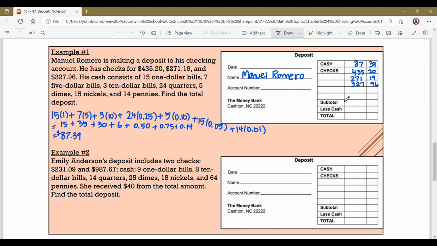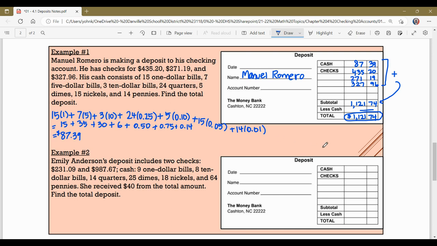So I'm going to find the subtotal by adding these guys together. I guess I don't need the plus sign there. But we're going to take these and add them together, and the answer is going to go in the subtotal. So if I add the cash and the checks together, I get $1,121.74. I'm not getting any cash back, so my deposit is $1,121.74.